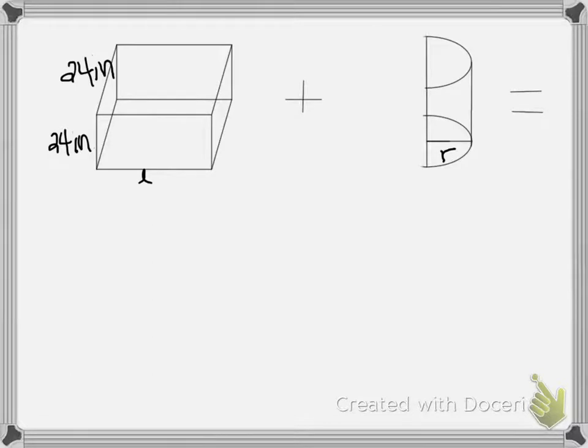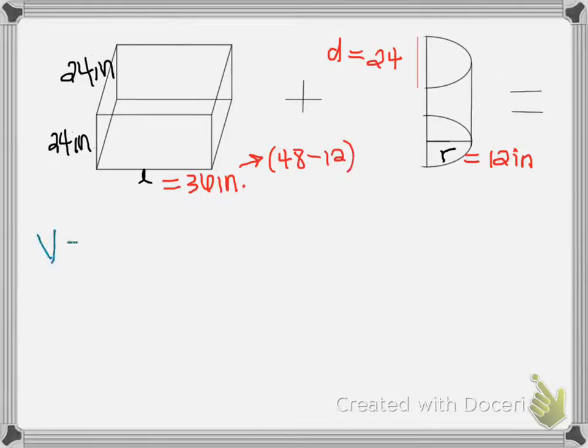So here's how I can find out the dimensions that I need. Well, notice that the same 24 inches of depth or width are the same 24 inches that create my diameter of the cylinder. So radius must be half of that diameter, or 12 inches, meaning that the length must be 36 inches, because that's 48 minus 12.